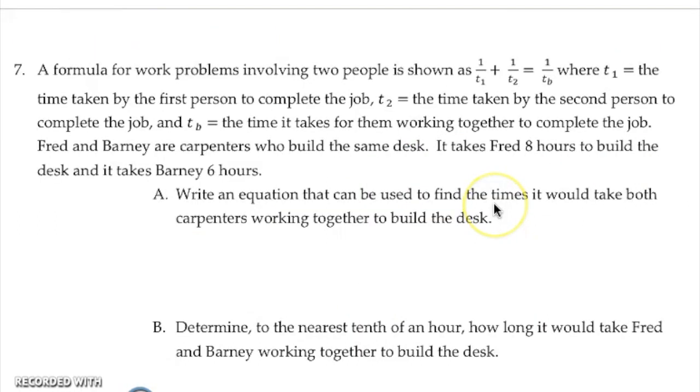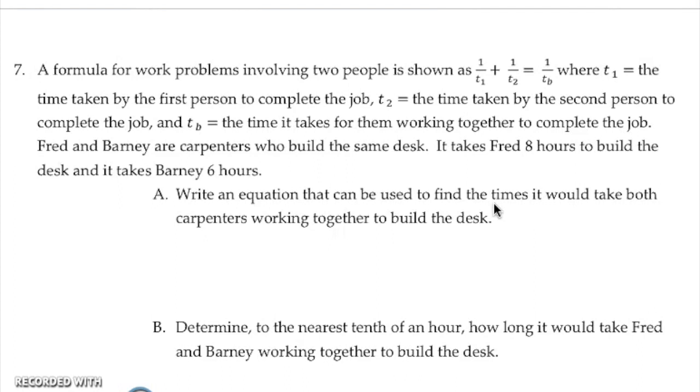Okay, so for this next one, a formula for work problems involving two people is shown here. And don't get intimidated by that because they're going to give us information. T1 is the time taken by a first person to complete a job. T2 is the time taken by a second person. And TB is the time it takes for them to both complete it.